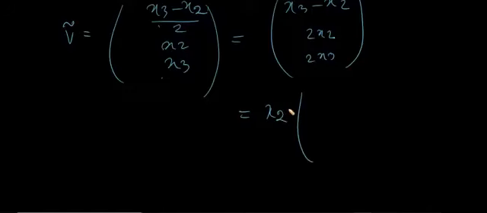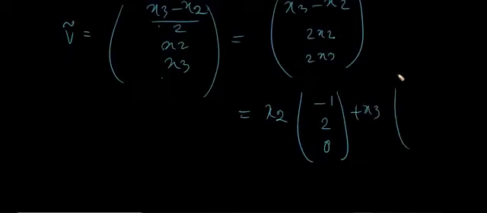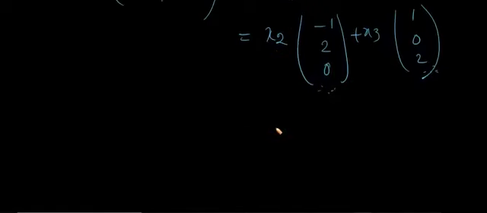That is, I can keep out x2 over here. There will be a 2, and I'm going to have a minus 1 over here, and there will be a 0 over here, and x3 on this side. So I'll have 1, 0, 2, and these two vectors like this are linearly independent of each other. And now since x2 and x3 are arbitrary, I can choose any value I want, and the most convenient choice is just choosing 1.